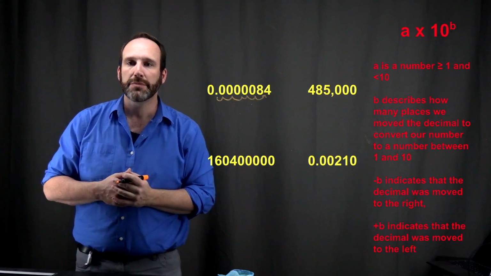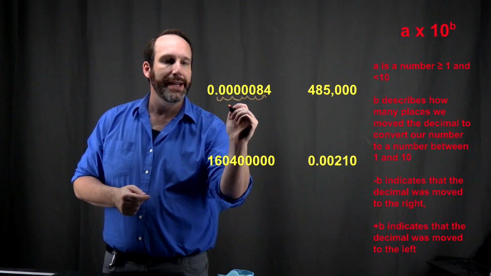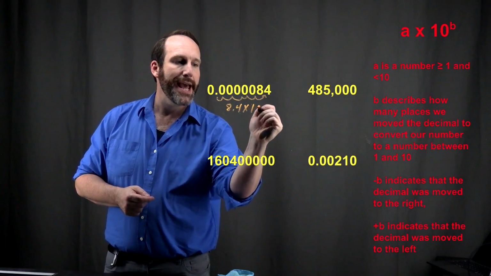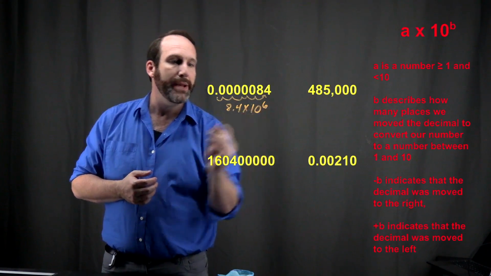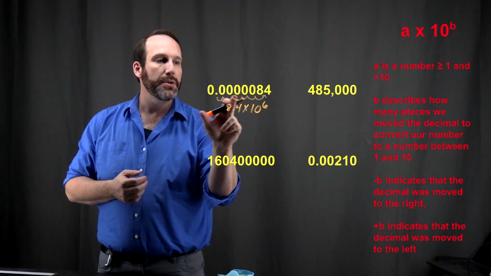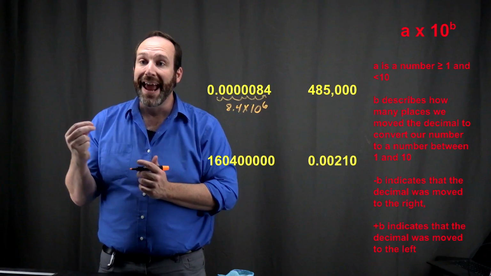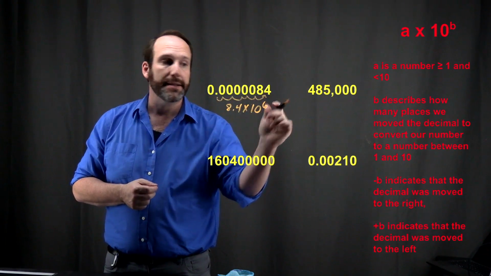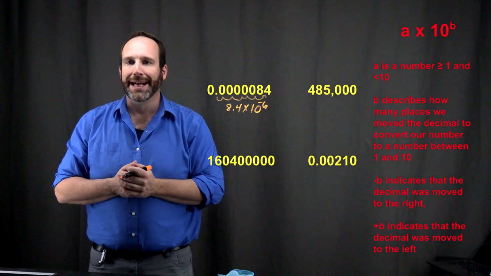Okay, if I move that decimal place 6 places to the right, now I've got a number that is 8.4 times 10, and that's going to be raised to the 6th power because I moved the decimal 1, 2, 3, 4, 5, 6 places, and it's going to be to the negative 6, right? Because I moved that decimal to the right. Okay. So 8.4 times 10 to the minus 6.